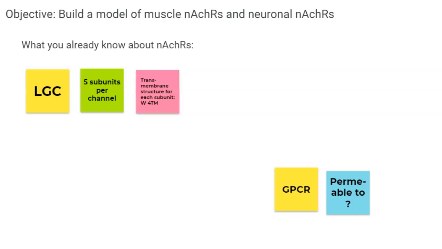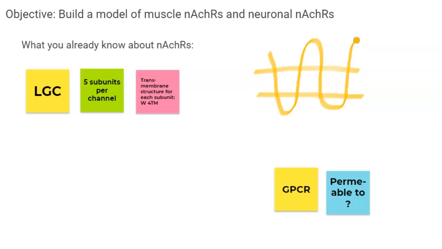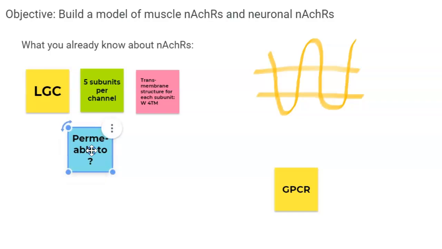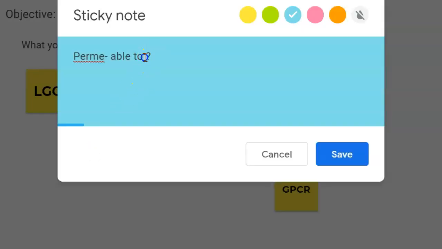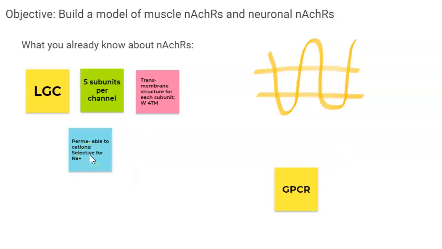And that looks like, just a quick, there's your membrane, and then 1, 2, 3, 4, a W structure. Nicotinic acetylcholine receptor, always the same. And then for permeability, it is permeable to really all cations and selective for sodium. Ta-da! That's everything that we already know about that. So now let's move on and do things that we don't know yet.